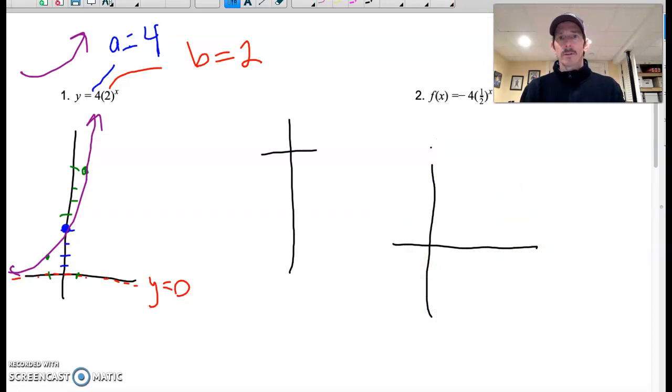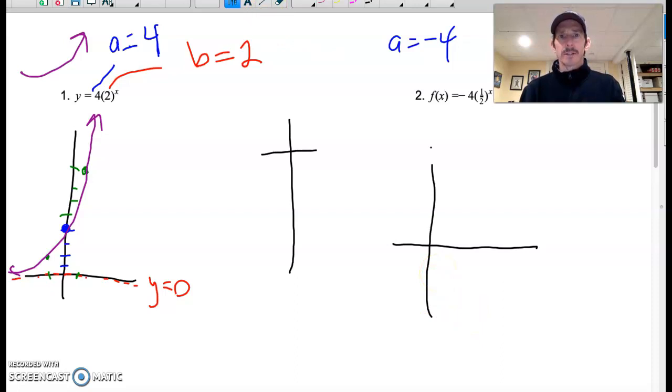Now over here, notice that my A value is -4. That means this purple graph I graphed over here is going to be reflected, and it's going to be reflected down here. That's what that negative out in front has done for us all year.